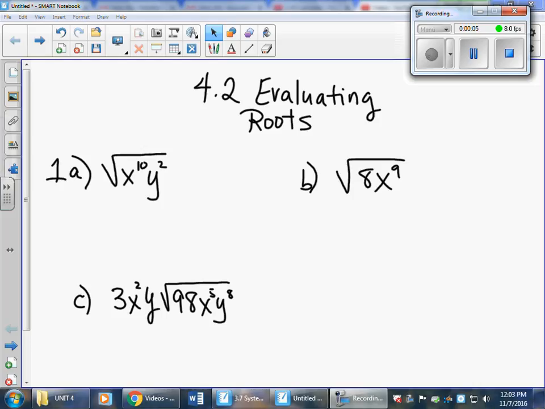Hi, this is 4.2, Evaluating Roots. I'm sorry I didn't have an electronic copy of this ready to go, so I just put the examples on the board in handwriting. I'm sure you guys will be able to follow it just fine.